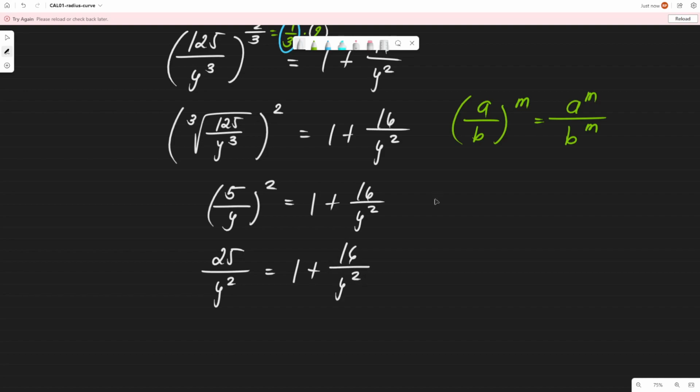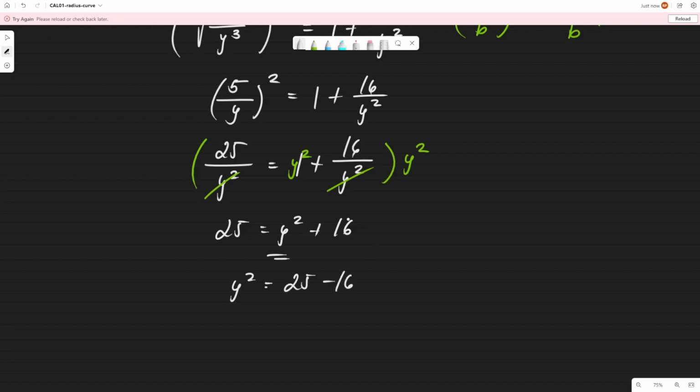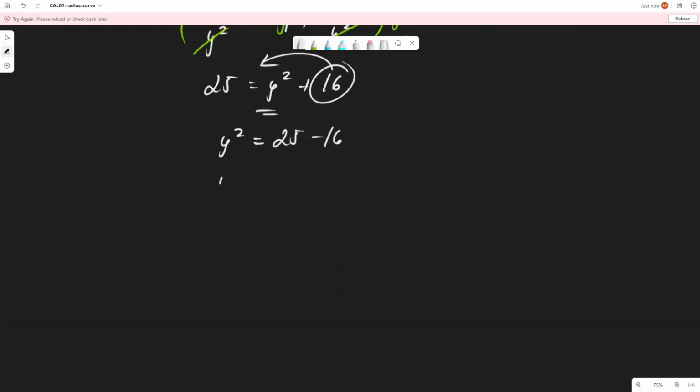So para mas madali natin i-simplify, dapat ma-eliminate natin yung denominators. Diba? And how can we do that? By multiplying by y squared. So cancel to, cancel to. Magkakaroon ka ngayon ng y squared dito. So therefore, we have 25 is equal to y squared plus 16. So to compute for the value of y squared, we have y squared is equivalent to 25 minus 16. Tinranspose ko lang to sa kabila. Then I applied reflexive property of equality para magkabaligtad sila nang hindi ako nagpapalit ng signs. Okay, so we have y squared is equivalent to 9. 25 minus 16 is 9.